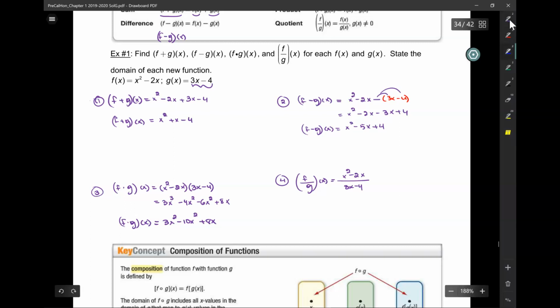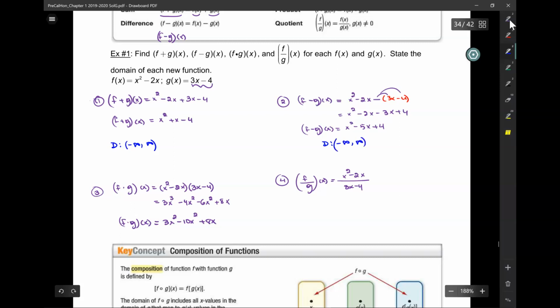All right, let's go back and do domain. The domain of this function, look at what we get. We get a nice, cute little polynomial function. And we know that the domain of polynomial functions is all real numbers. So it's just negative to positive infinity. Same with this. Domain, negative infinity to positive infinity.